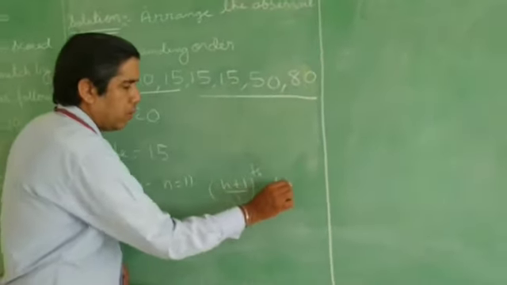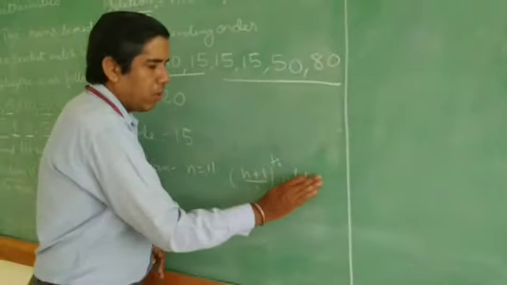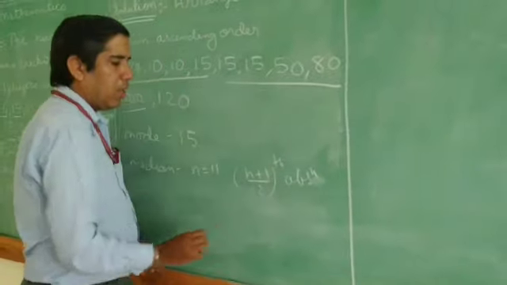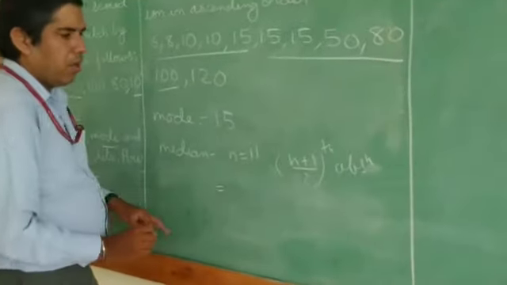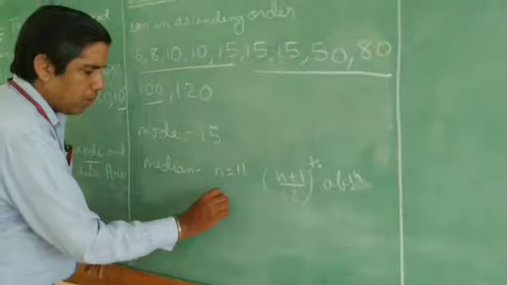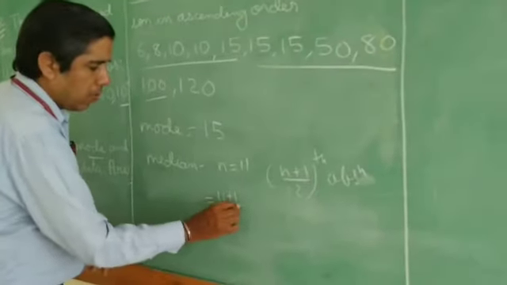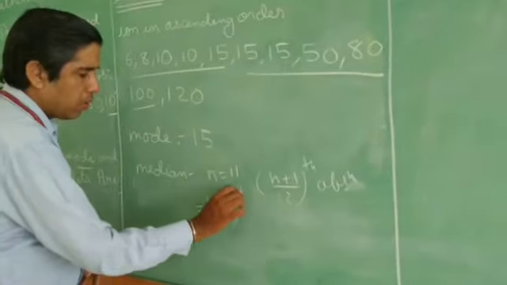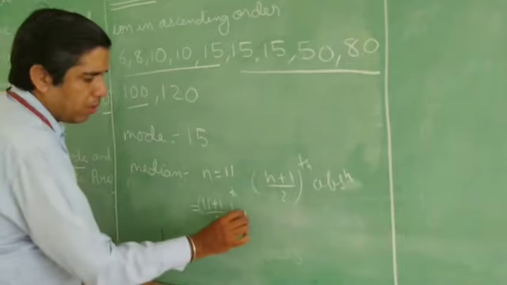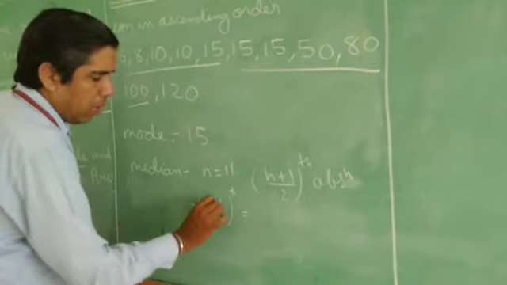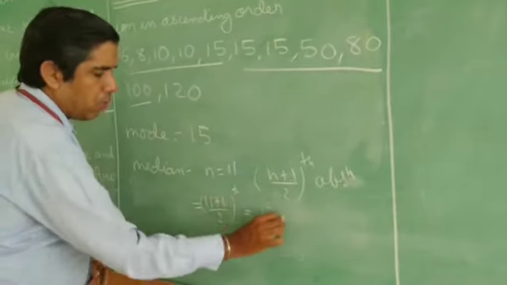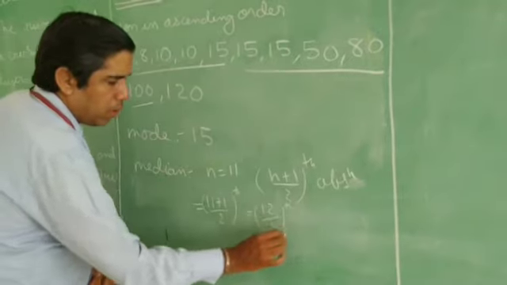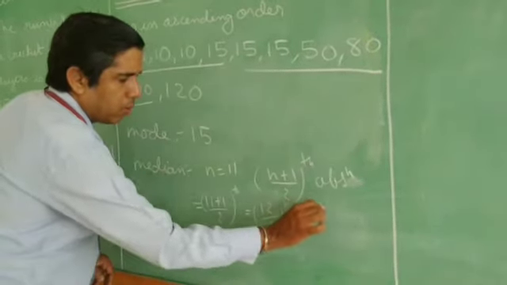We can write it short. Now what is the answer? So 11 plus 1, by 2th observation. It comes to 11 plus 1 is 12, 12 by 2, so it comes as the 6th observation.